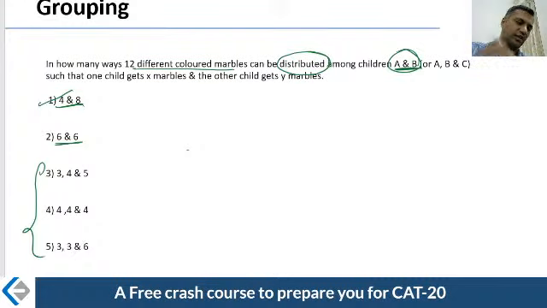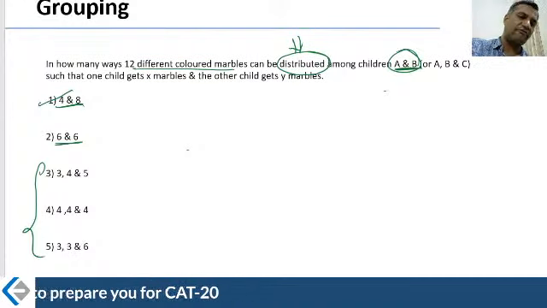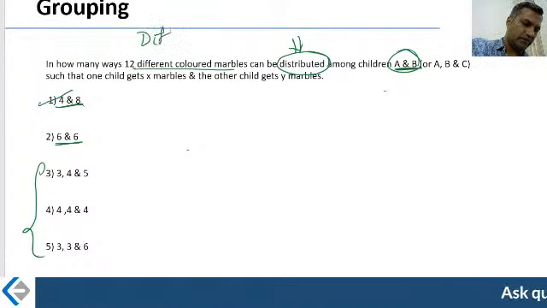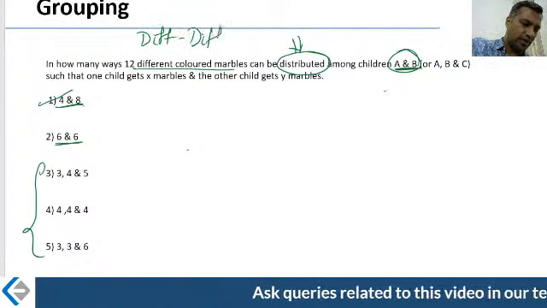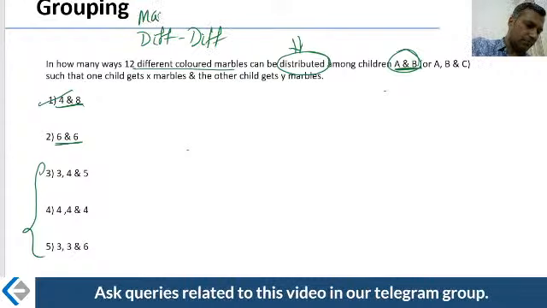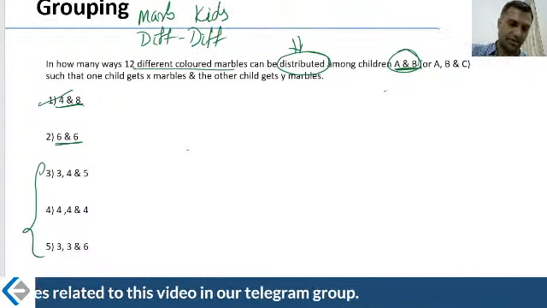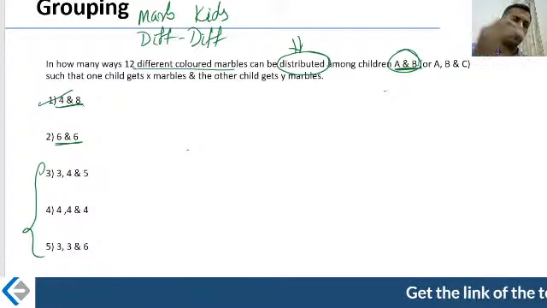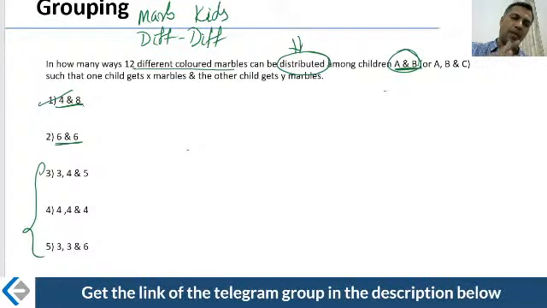Right now, the word is distributed. I'm saying give it out. Therefore, it is different to different. This question is different to different. Why? The marbles are different, and the kids are different. Therefore, it is different to different because you are giving out the marbles to kids this time. So, 12 different colored marbles can be distributed among children, sometimes A, B, sometimes A, B, C. Sometimes I have 3 as well.